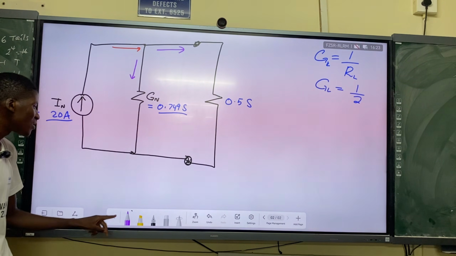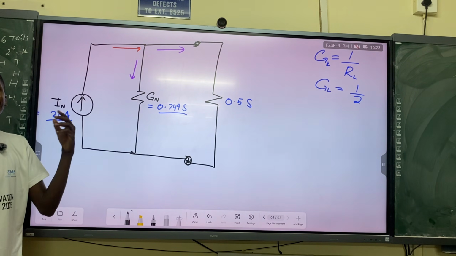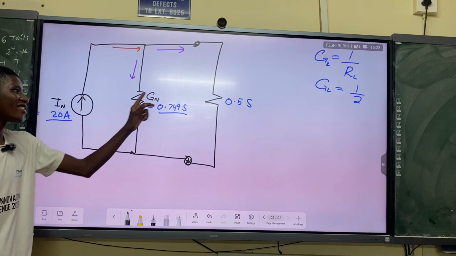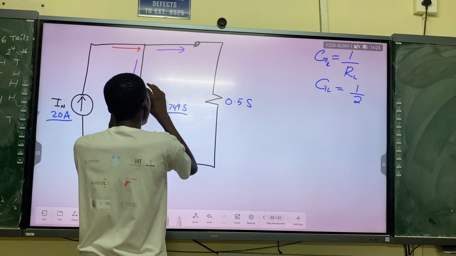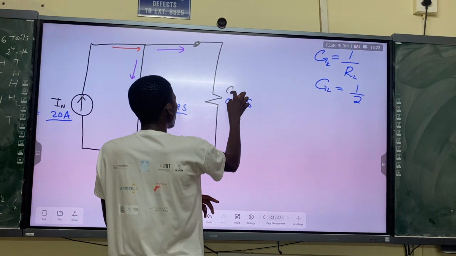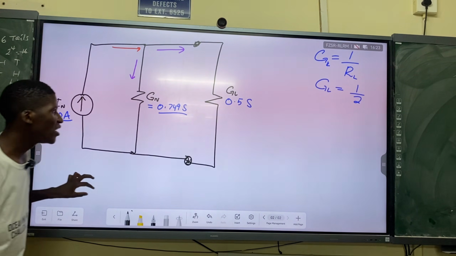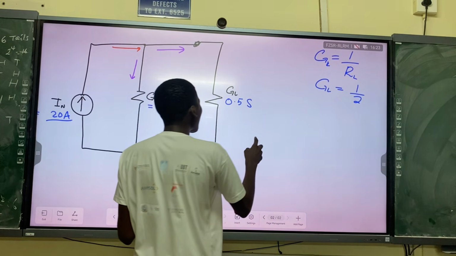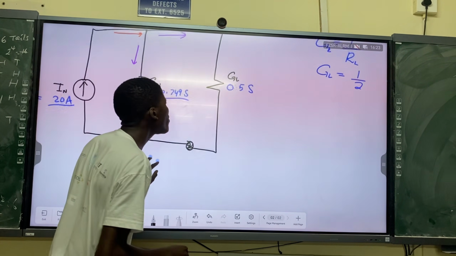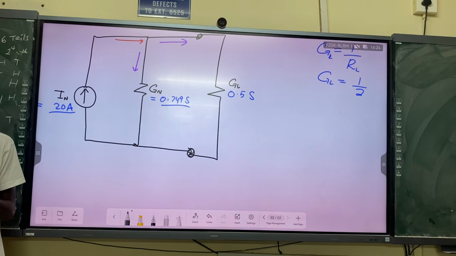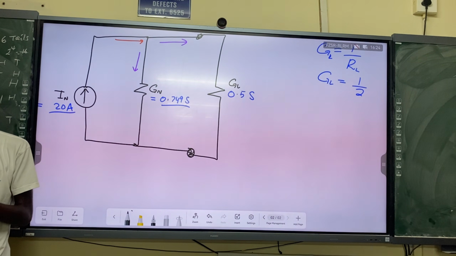So we divide the current across these two conductances. Here we have two conductances, G_N and G_load. So we can say the current that we are going to find there is... When we are dividing a current, we need to consider the conductance, not the resistance.